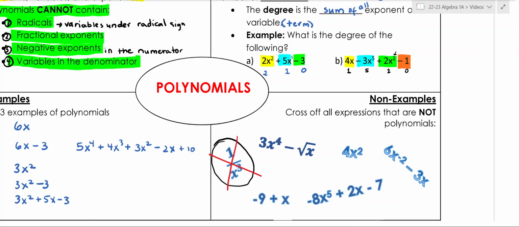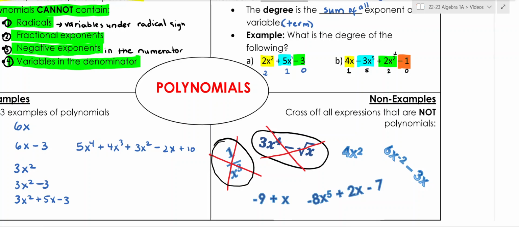All right. Now let's look at the next example. 3x to the 4th, and then minus radical x, or minus the square root of x. It looks like we're not breaking any rules on the first term, but we're breaking a rule on this second term because rule number 1 says that we cannot have variables under the radical sign. So is this a polynomial? No. The whole thing gets disqualified if one term doesn't meet the standard.